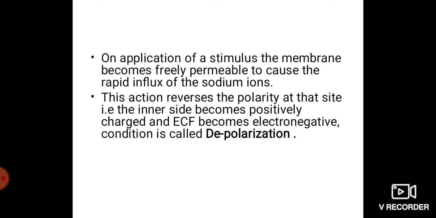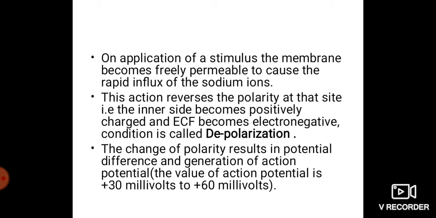Why did this happen? Because the sodium ions have moved in. Why have the sodium ions moved in? Because the permeability of the neural membrane has changed. Why has the neural membrane permeability changed? Because it has just received a stimulus. The change of polarity results in potential difference and generation of action potential.